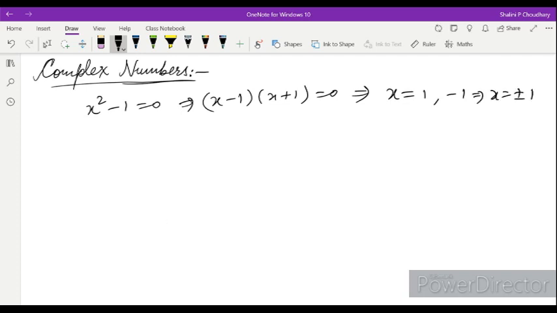But if we take one quadratic equation, x square plus 1 is equal to 0, then what will be the values? It means x square will be equal to minus 1. It means x will be equal to plus minus square root of minus 1.